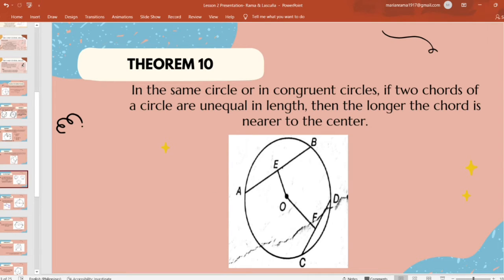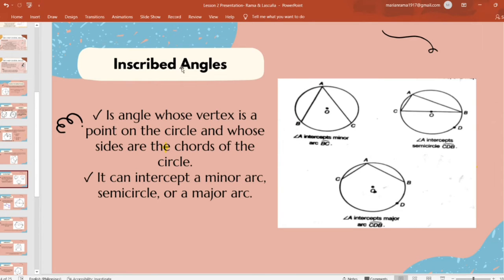Next, we have here inscribed angles. An inscribed angle is an angle whose vertex is a point on the circle and whose sides are chords of the circle. As you can see in the first figure, we have here an angle A and its vertex is on the circumference of our circle. Then it forms an inscribed angle. So we have here our angle A, which intercepts minor arc BC. So it intercepts our arc BC.